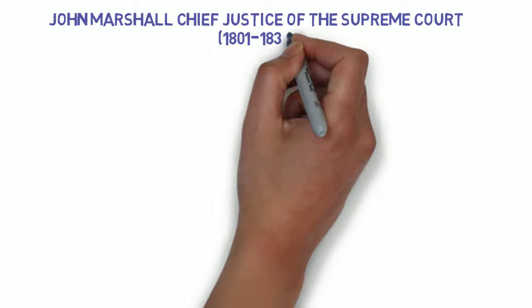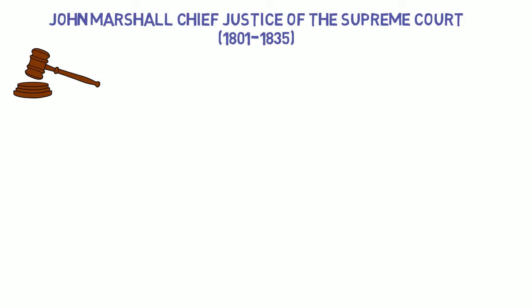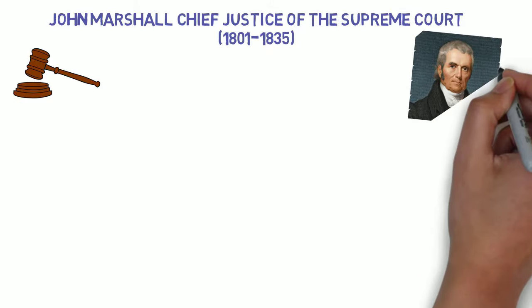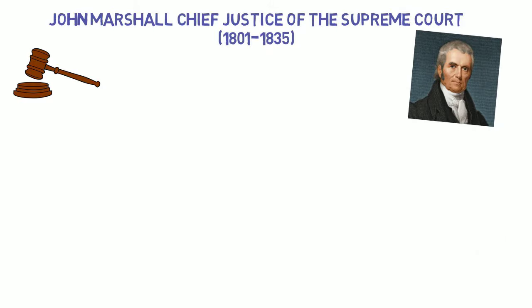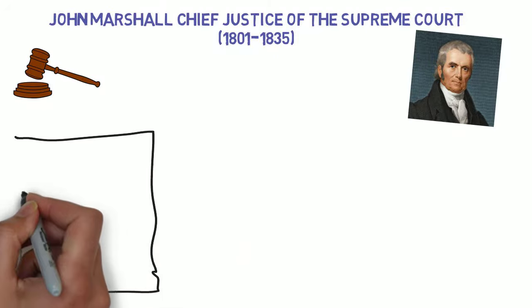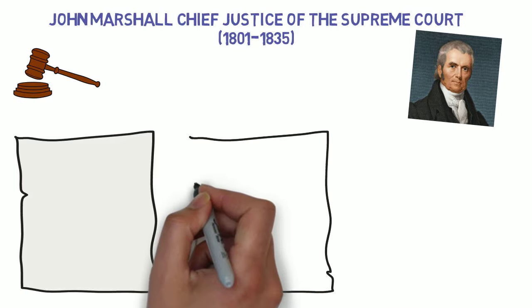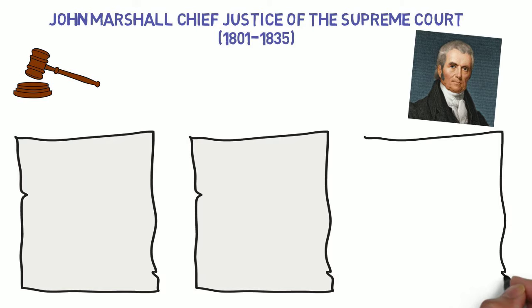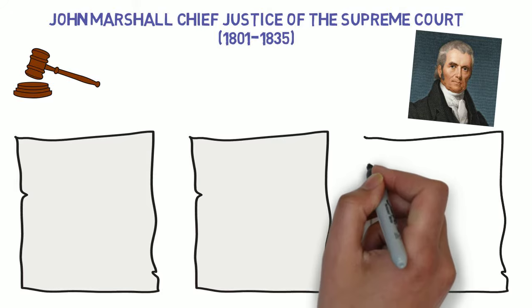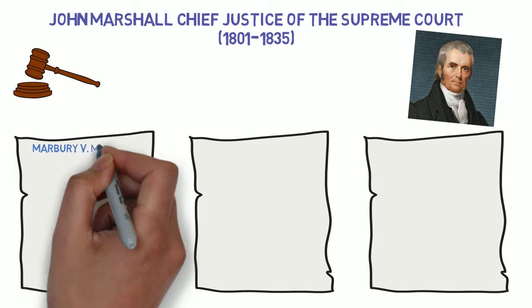Today we focus on the Supreme Court under the leadership of one of the most important Chief Justices in American history, John Marshall. Under the leadership of John Marshall, the Supreme Court established its power as the interpreter of the nation's laws and of the Constitution, and also of the supremacy of the federal government over the states. To illustrate this, we will focus on three critical Supreme Court cases in early American history.